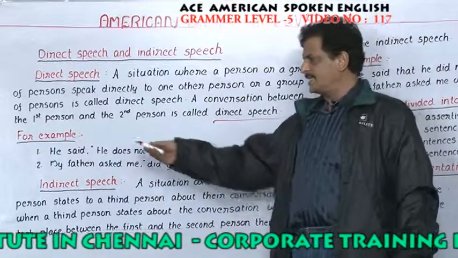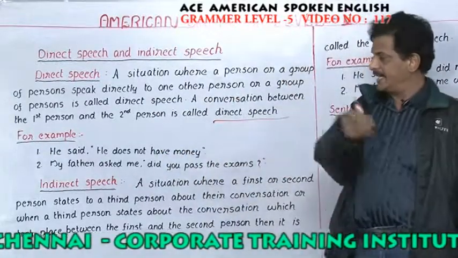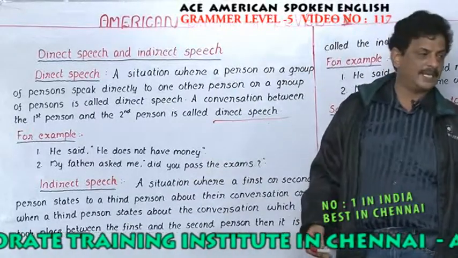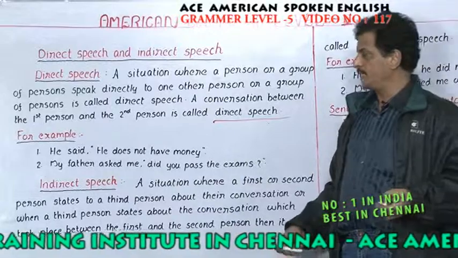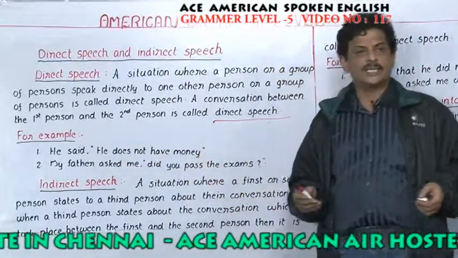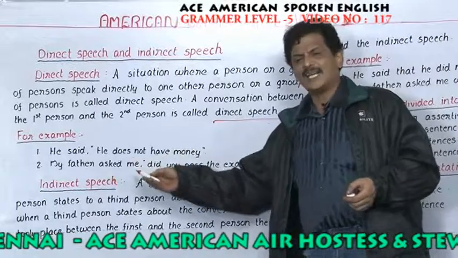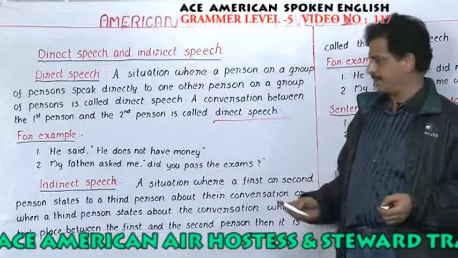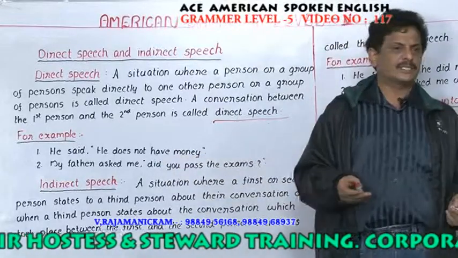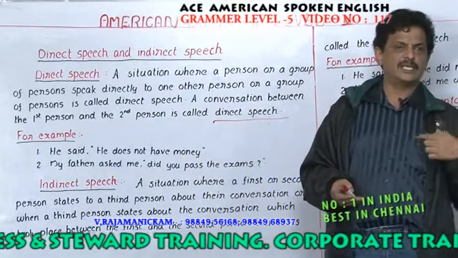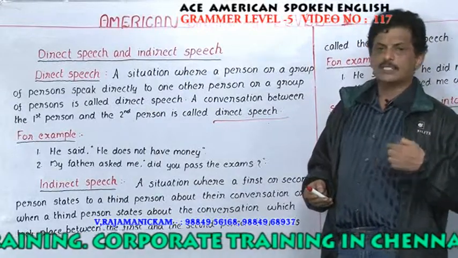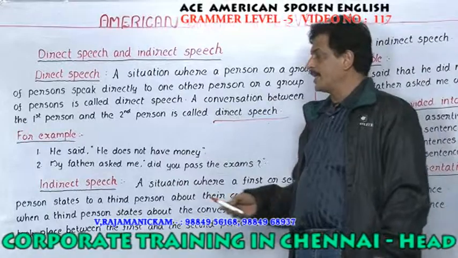Now coming here, he said, I am saying to you, he said he doesn't have money. This he told me. What did he tell? He doesn't have money. He told me he doesn't have money. Exactly what he says is called direct speech. My father asked me directly, did you pass the exams? My father asked me, did you pass the exam? What he has told me directly, that is called direct speech, right, sir?